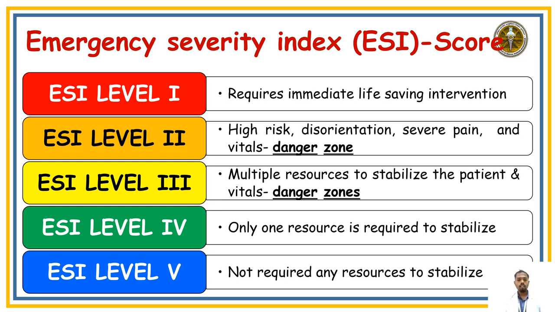The next is ESI level 3, which means multiple resources are needed to stabilize the patient, and the vitals are in danger zones. Then ESI level 4 means only one resource is required to stabilize. ESI level 5 means no resources are required to stabilize the patient.